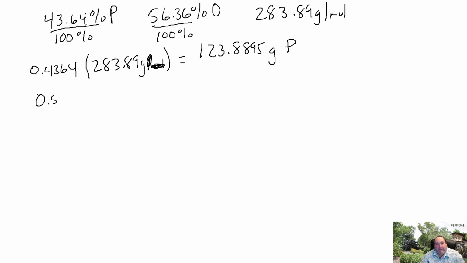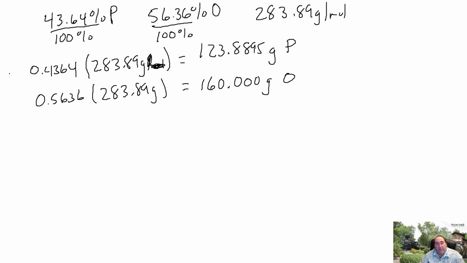If you take 0.5636, which is our 56% converted into a decimal, and times it by 283.89 grams, which is the molar mass of the compound, 0.5636 times 283.89 tells us that about 160 grams of this compound is made up of oxygen. So that's phosphorus and oxygen. We took the percent composition by mass and the mass of the compound to figure out how many grams of each of those elements were present.